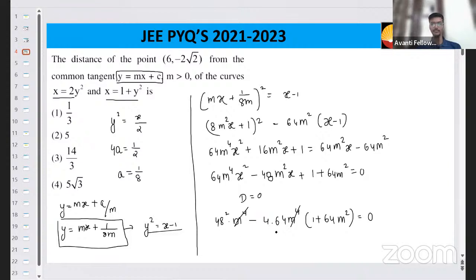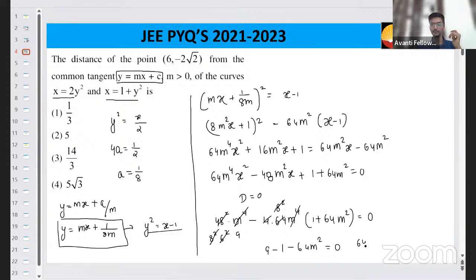We can also write 64 as 8 square, this is right. 64 is basically 8 square. And 48 is 8, 6 are 48. So 8 square into 6 square. So 8 square also we can cancel out. And this 6 square is basically 36. So we can cancel out, 4, 9 are 36. So I'll be left with 9 minus 1 minus 64 m square is equal to 0.